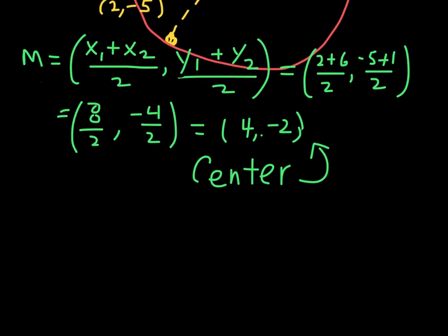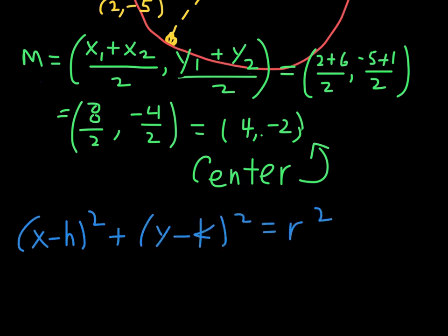Do you remember the other thing we needed? We needed the radius. But look at this. I think we have enough to go to the standard form for the equation of a circle and plug in what we found. We know now what h and k are. This is h and this is k, right? The center of your circle.